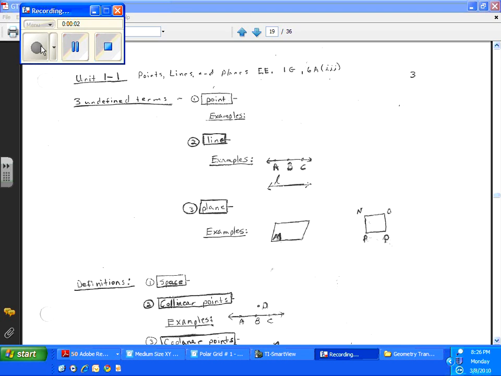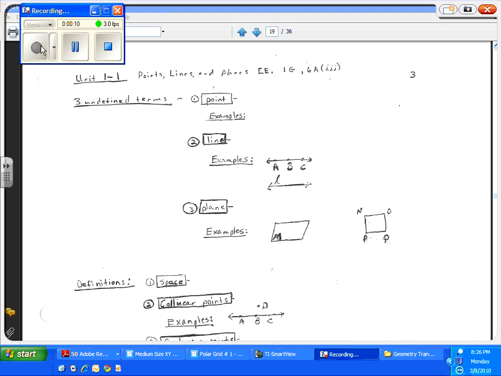Welcome to the study of geometry. We are going to begin today with Unit 1-1. The title is Points, Lines, and Planes.